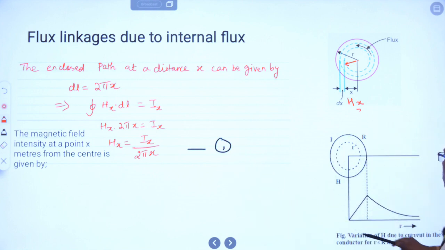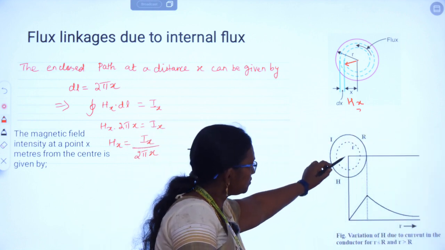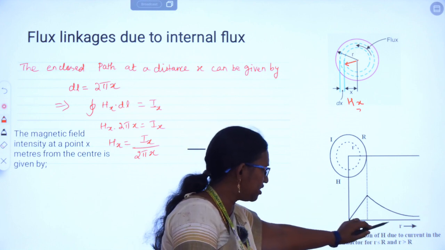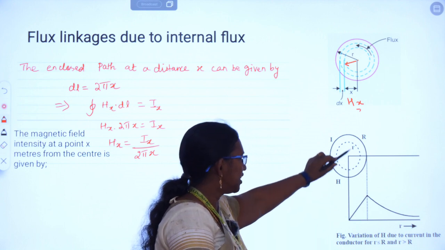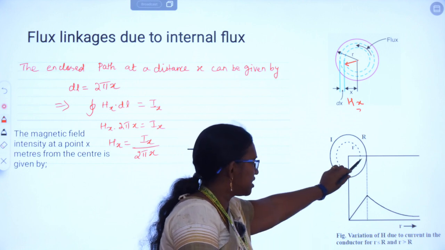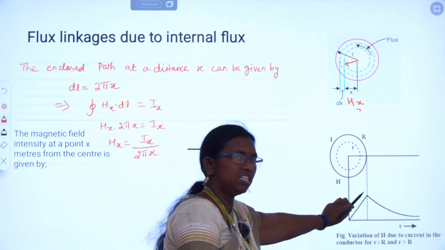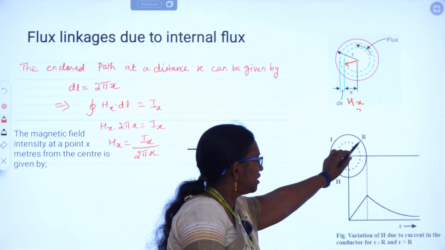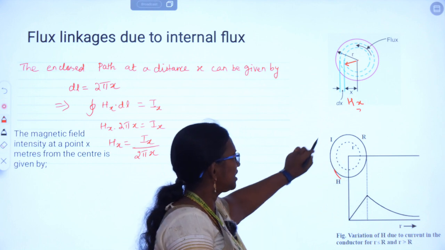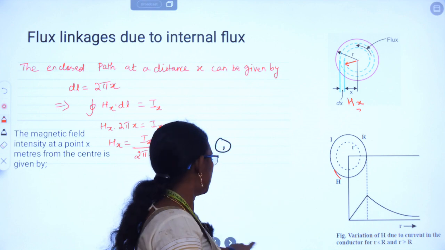And here we can see a graph. In this graph we can see from the center the variation of H, or the variation of magnetic field intensity due to the flow of current in the conductor, with respect to the radius. Whenever the radius is less than the complete radius capital R, the intensity is increasing. After the surface of the conductor, the intensity starts decreasing, and this is the characteristic of the magnetic field intensity of an internal flux linkage.